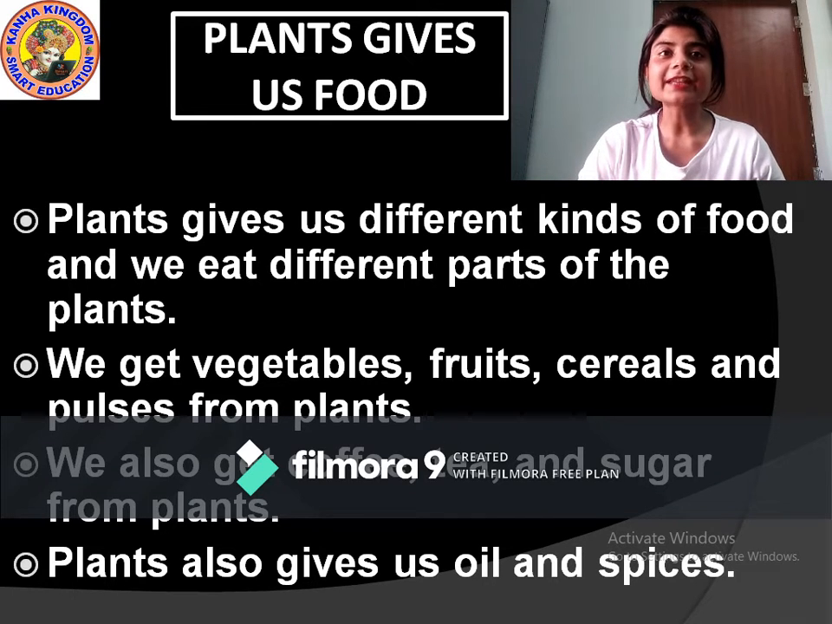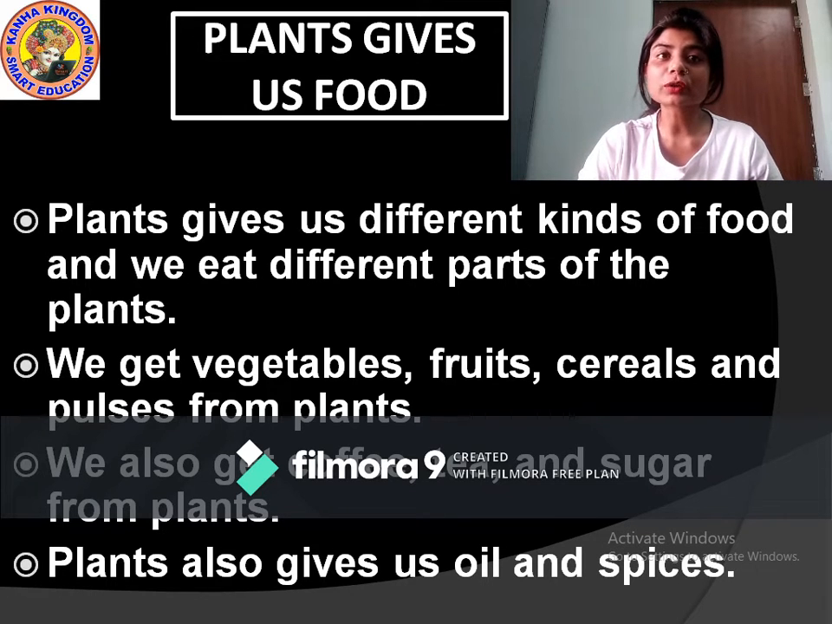Then we get vegetables, fruits, cereals and pulses from plants. These cereals are the grains of a plant, and pulses are the seeds of a plant that we eat.